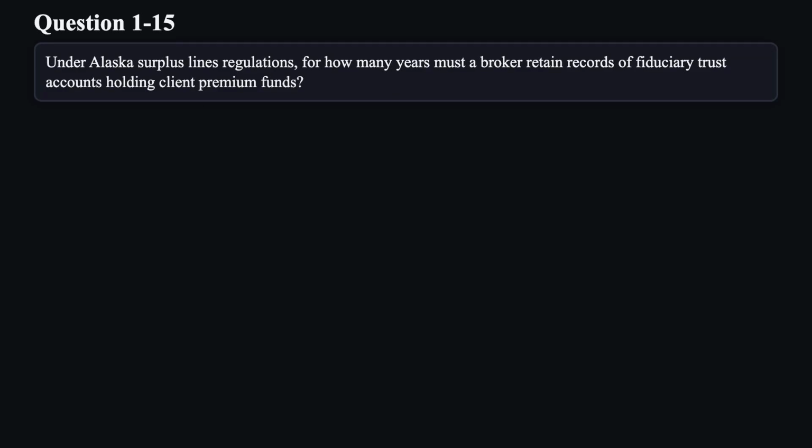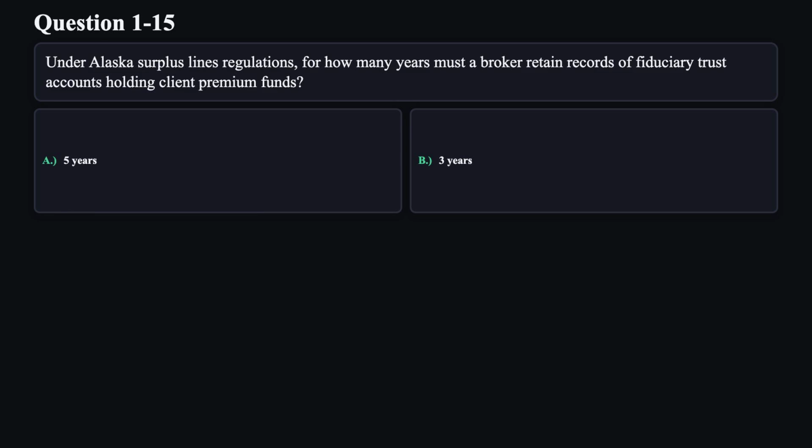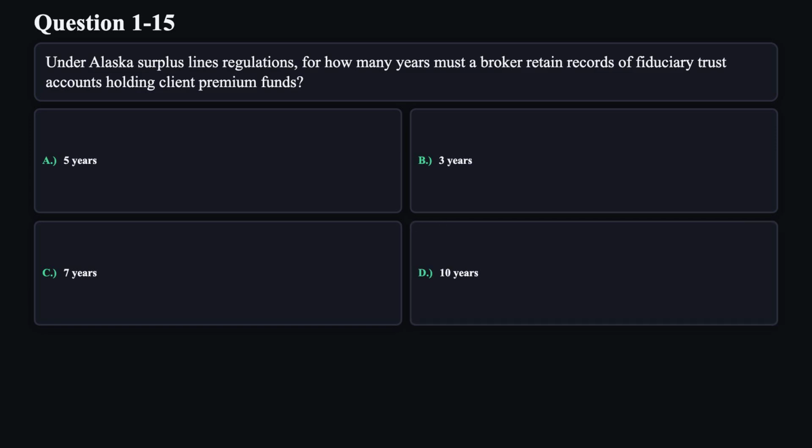Question 15. Under Alaska surplus lines regulations, for how many years must a broker retain records of fiduciary trust accounts holding client premium funds? A. 5 years. B. 3 years. C. 7 years. D. 10 years.